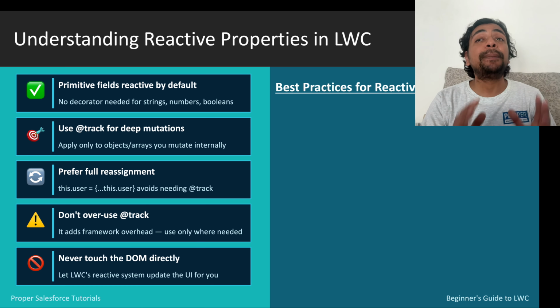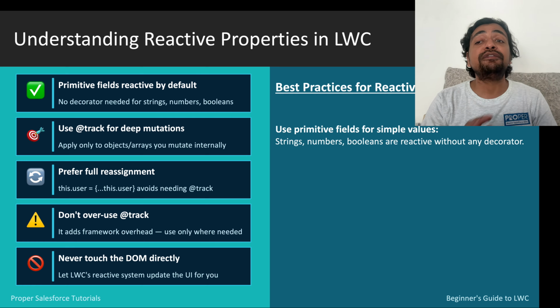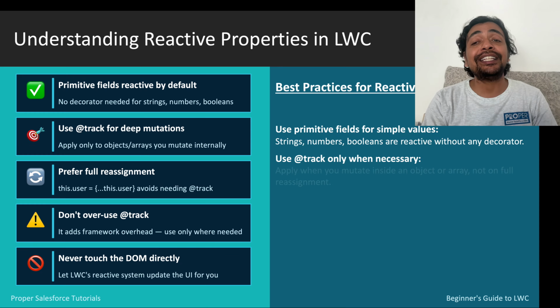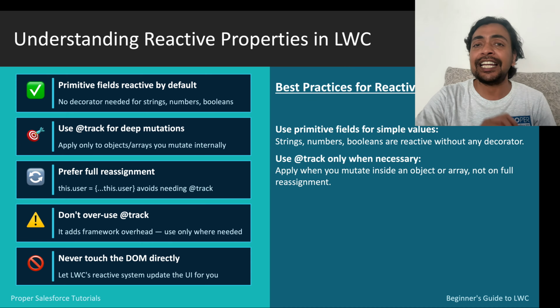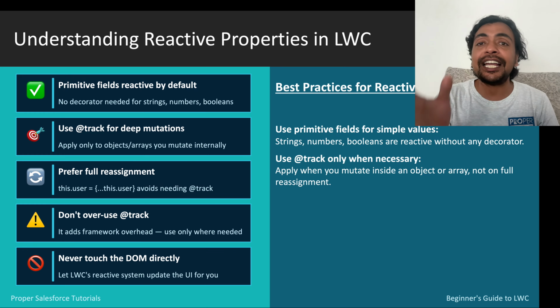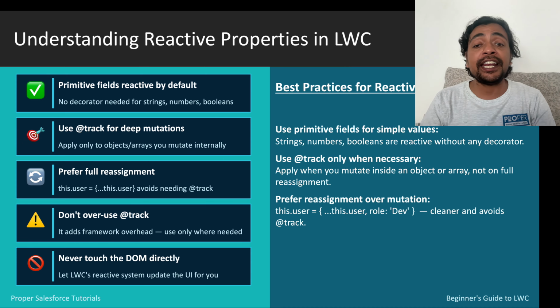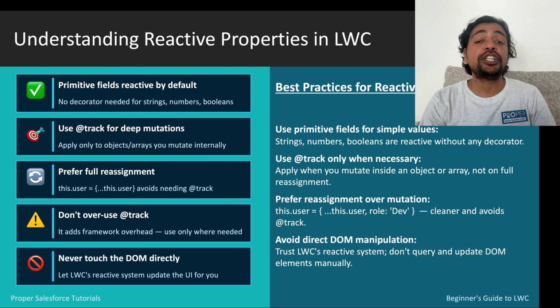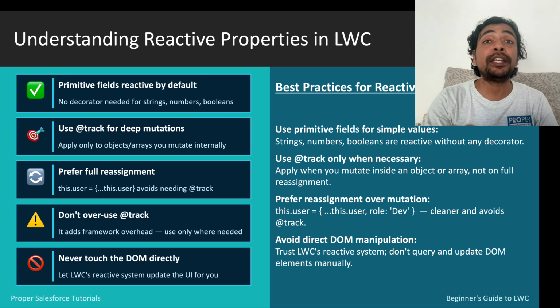Now let's talk about some best practices for reactive properties. First of all, when we are using primitive fields for simple values, we don't need any decorator and they are reactive by default. We should use @track to make things reactive if we are making changes inside an object or inside an array, and we are not reassigning the whole object or array. In case we are reassigning the whole object or array, definitely we can avoid @track and it will work perfectly. And also we should avoid direct DOM manipulation. We should trust LWC's reactive system and we should not query and update DOM elements manually.